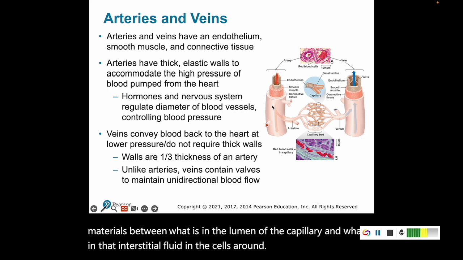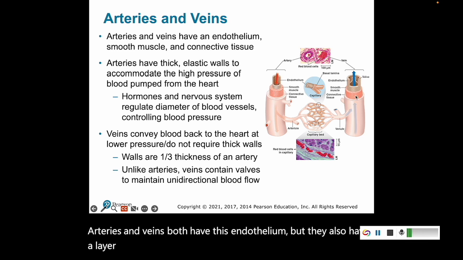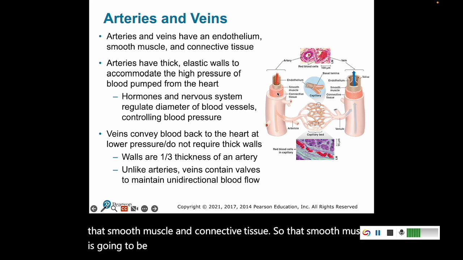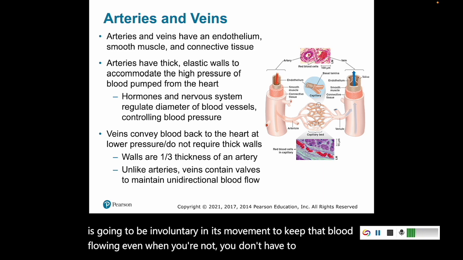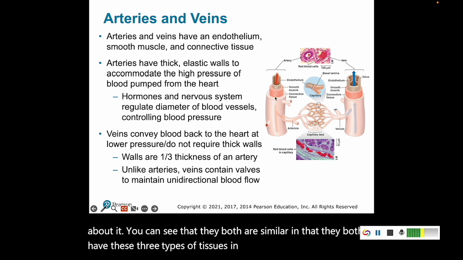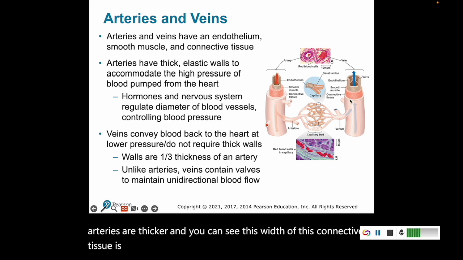Arteries and veins both have this endothelium, but they also have a layer of smooth muscle. Kind of looks like this sponginess here, that smooth muscle, and connective tissue. So that smooth muscle is going to be involuntary in its movement to keep that blood flowing, even when you don't have to consciously think about it. You can see that they both are similar in that they both have these three types of tissues in them. But you can also see arteries are thicker, and this width of connective tissue is about 3 times larger than what it is here in a vein.